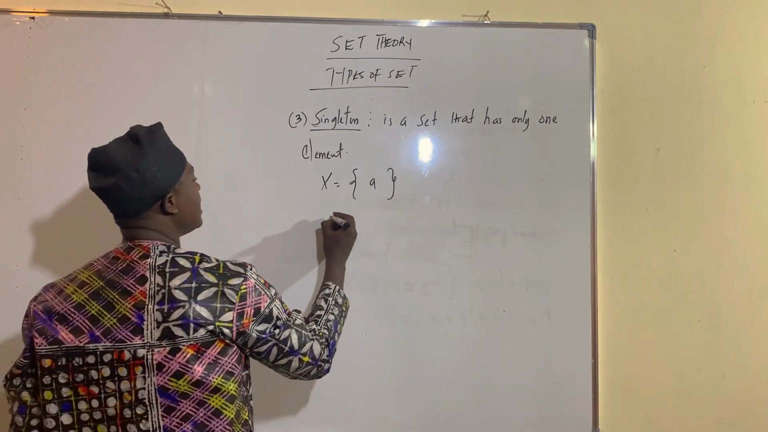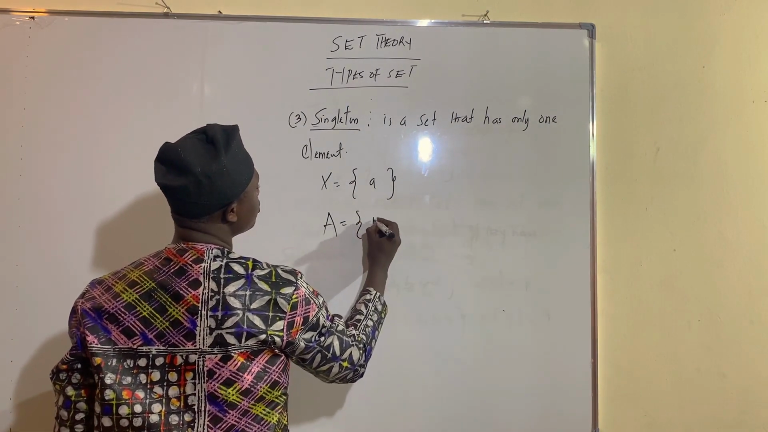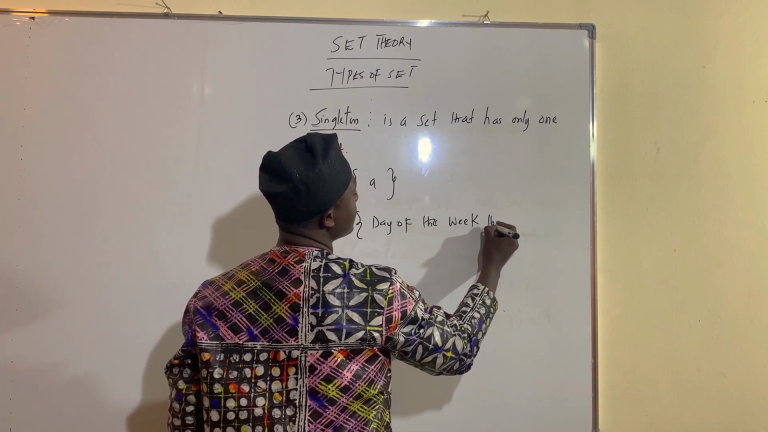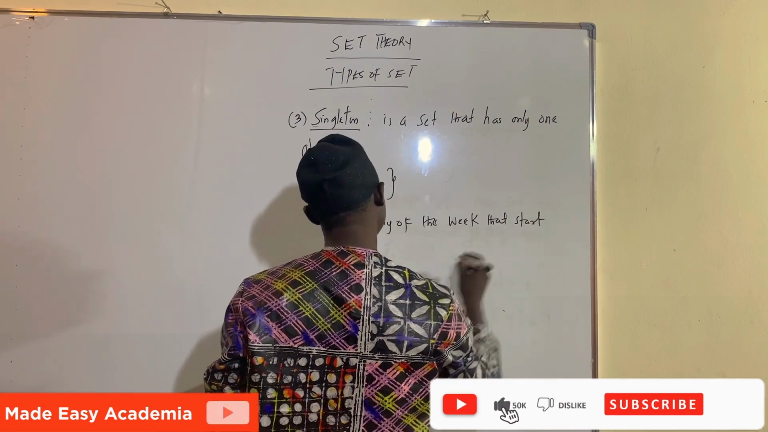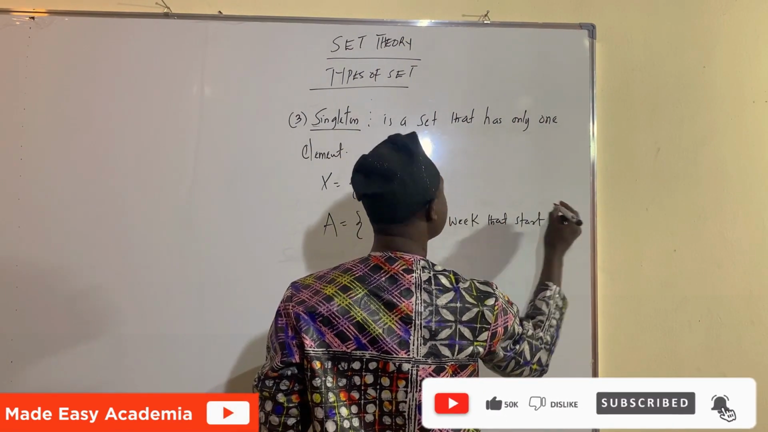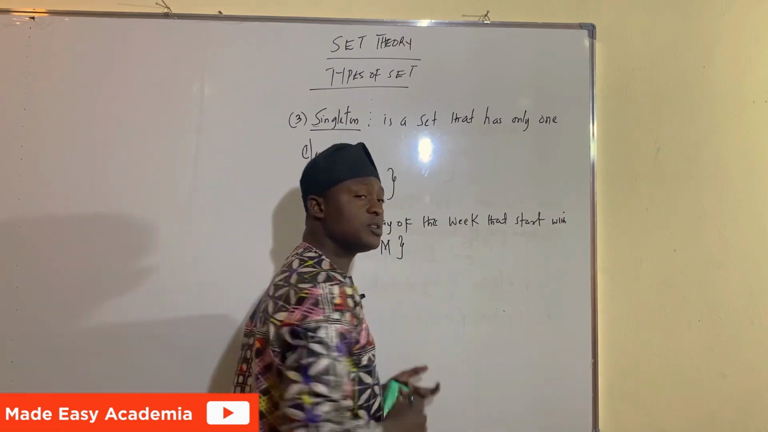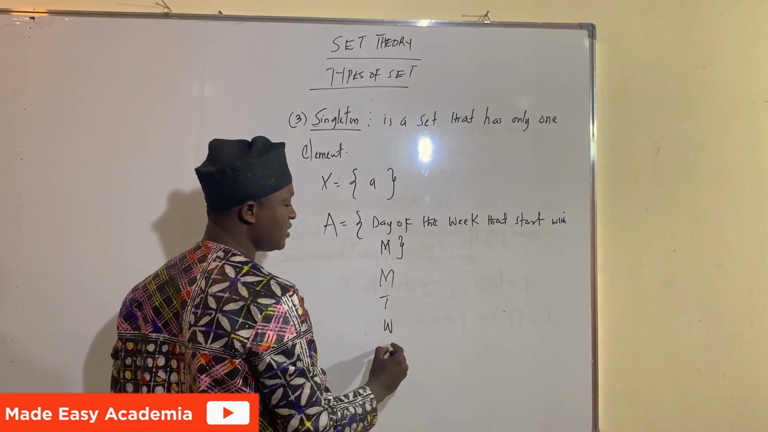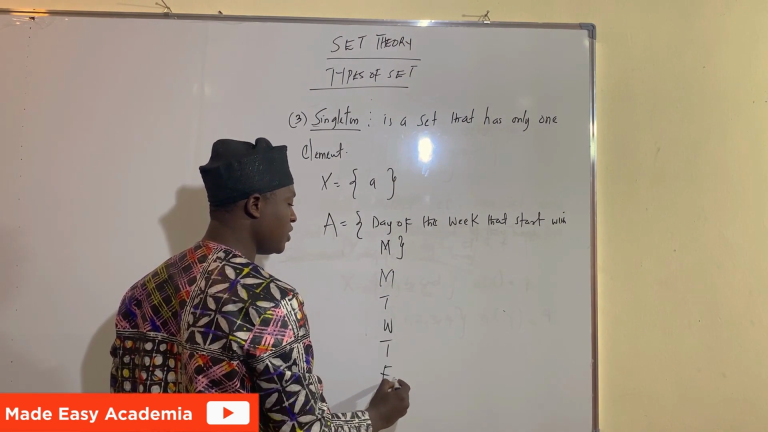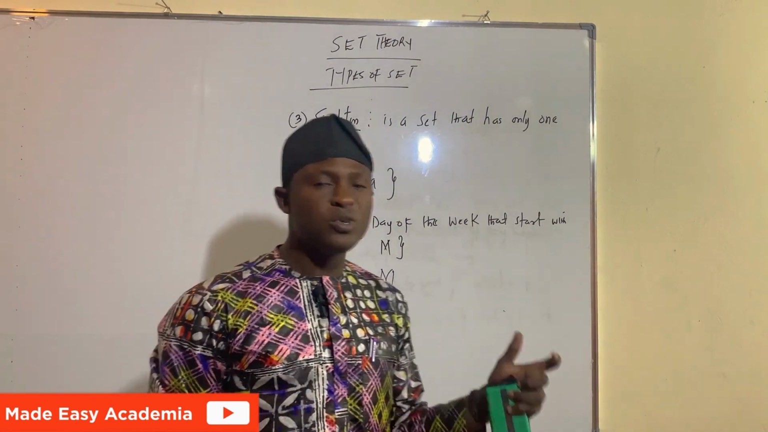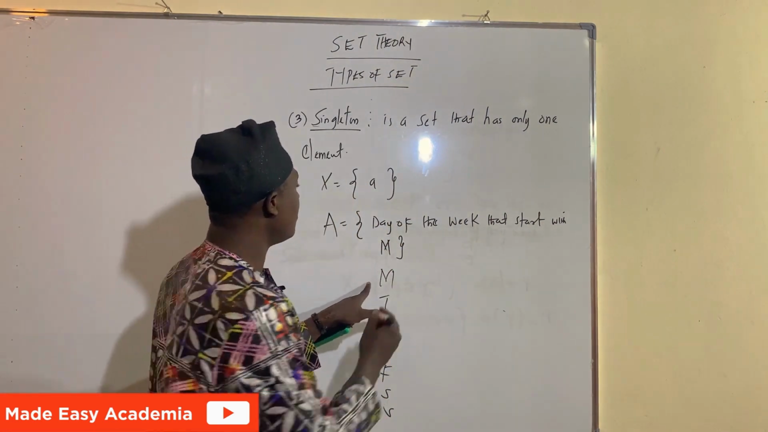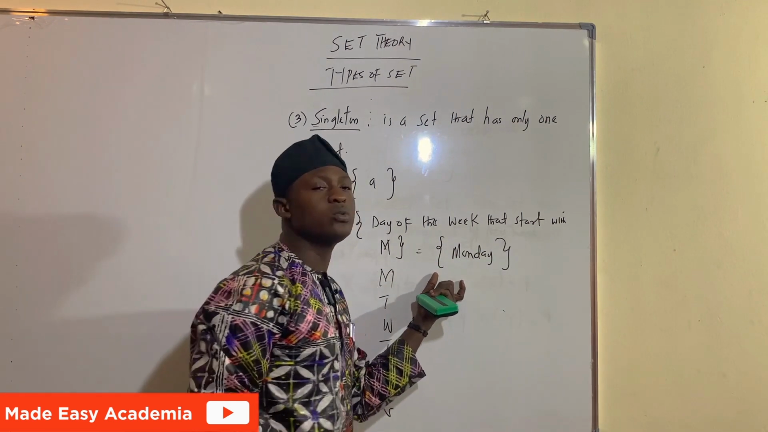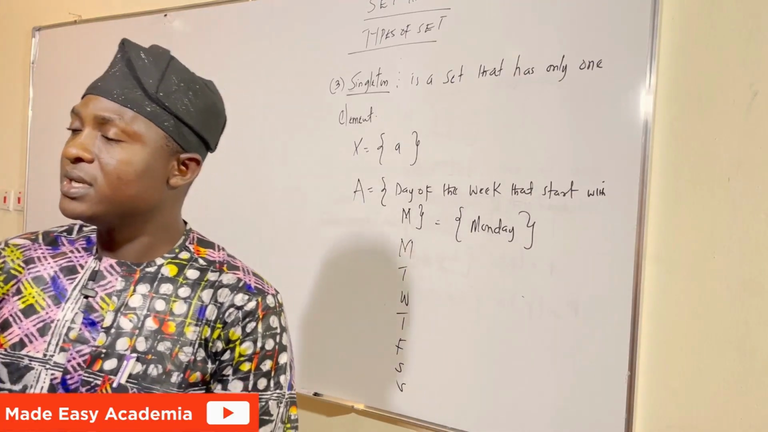Or let me give you another example. Let's say A is equal to the days of the week that start with M. Now we know the days of the week: we have Monday, Tuesday, Wednesday, Thursday, Friday, Saturday, and Sunday. Clearly, the day of the week that starts with M is Monday. So I can say this set is talking about Monday. This is a good example of what we call a Singleton set. I hope you are following.